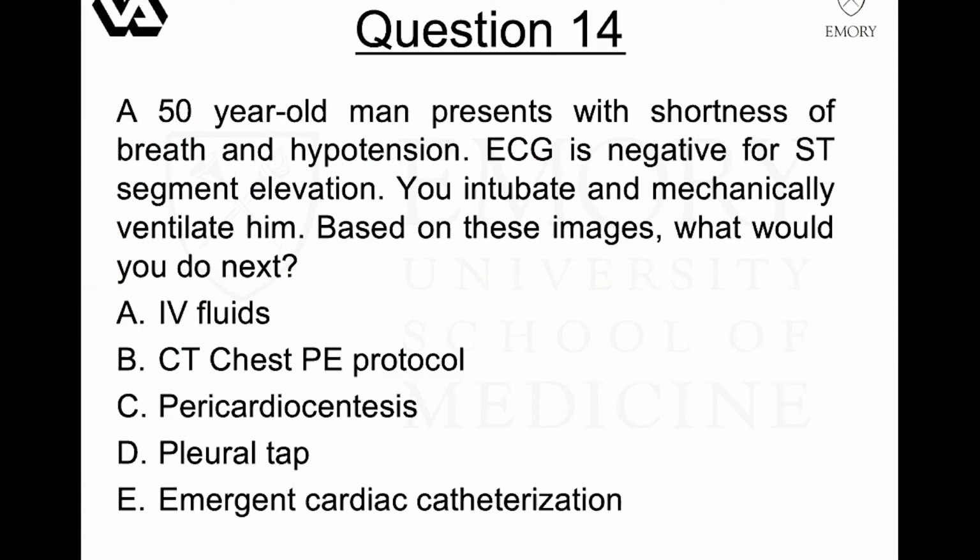So, 50-year-old man presents with shortness of breath and hypotension. ECG is negative for ST segment elevation. You intubate and mechanically ventilate him. Based on these images, which of the following would you do next? IV fluids, CT chest, pericardiocentesis, pleural tap, emergent care.